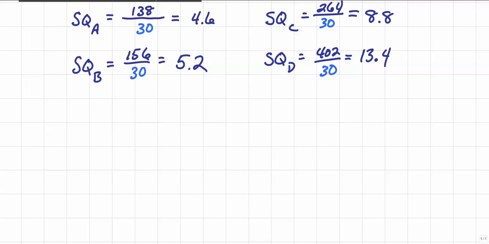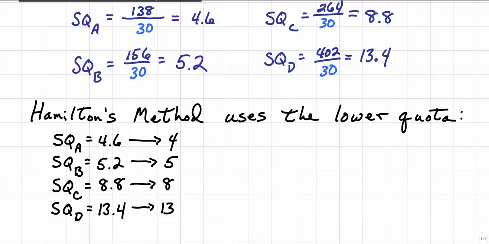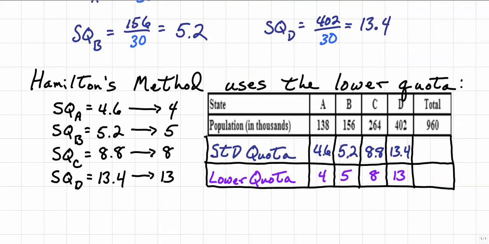Now keep in mind that Hamilton's method only uses the lower quota. So we will go ahead and round down each one of these 4 values that we've obtained. So we see that the lower quota for A is going to be 4, the lower quota for B is 5, the lower quota for C is 8, and the lower quota for D is 13. And we will summarize this in the following table.